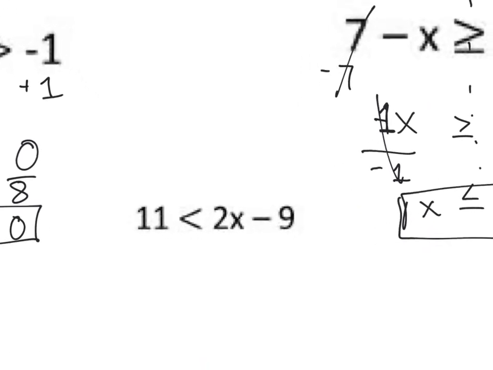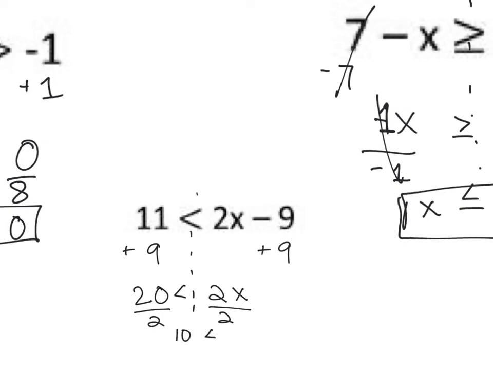Last one. We want to get x alone still. We still do things to both sides of the inequality sign. This time x is on the right, which is why I included this example. We're going to add 9 to both sides. So we get 20 is less than 2x. We have to divide both sides by 2. We get 10 is less than x.